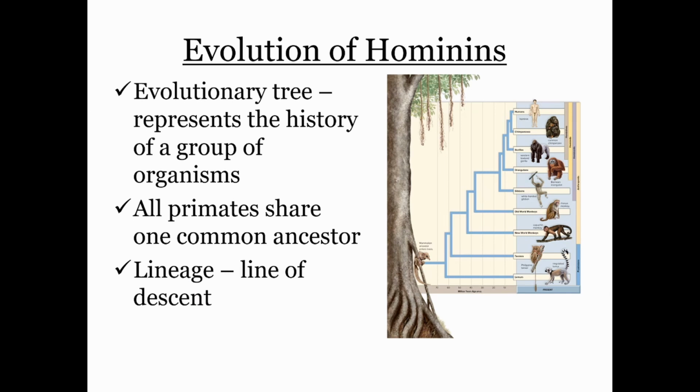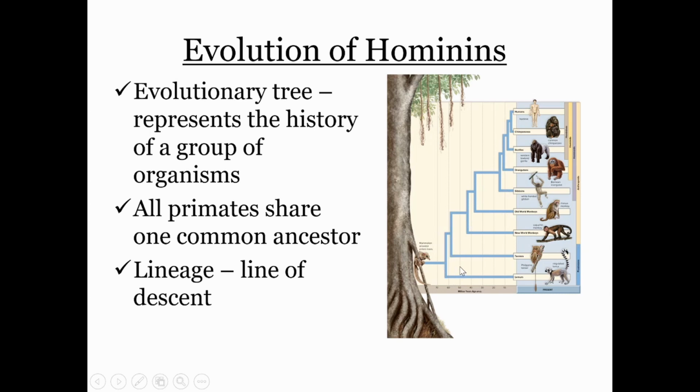So where do we come in with this? When we look at the evolutionary tree, we're looking at a representation of how these organisms are grouped together and how they're tied in together throughout history. If we look at primates, primates share a common ancestor. And a common ancestor is simply some ancestor from the past that eventually had branched off to create all of the descendants we see down the line.